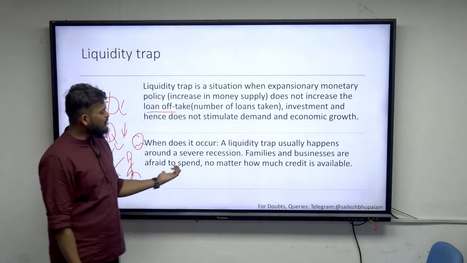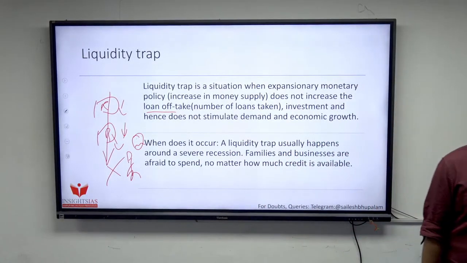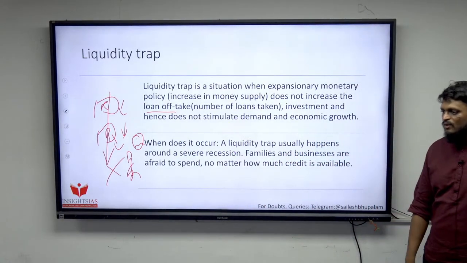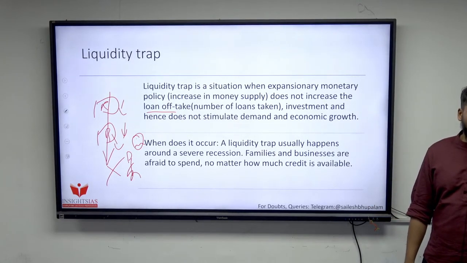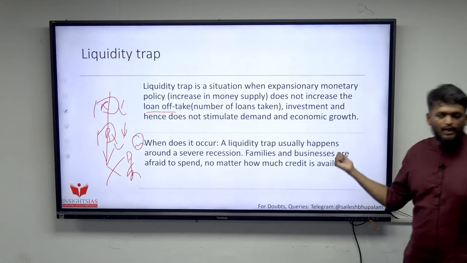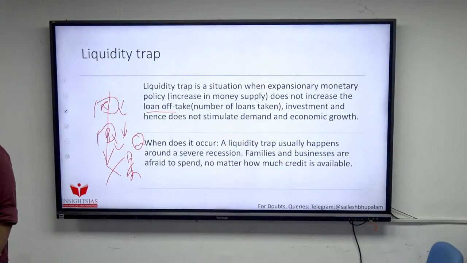Families and businesses are afraid to spend no matter how much credit is available, because they are not very confident about their economic future. So at this point, they don't want to take unnecessary loans. And that is why liquidity trap occurs. You understood the meaning of liquidity trap? We can also say that there are very low interest rates. So during liquidity trap, actually, they will try to reduce the interest rates further. But that is not the cause of liquidity trap. Very low interest rates are an effect of liquidity trap.